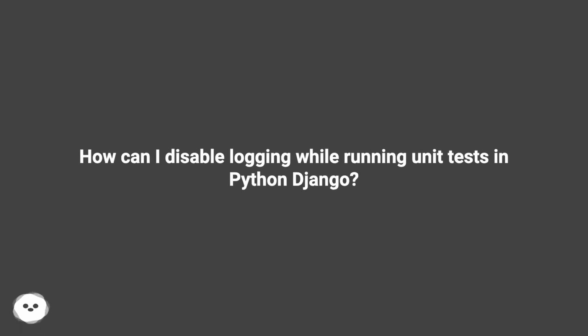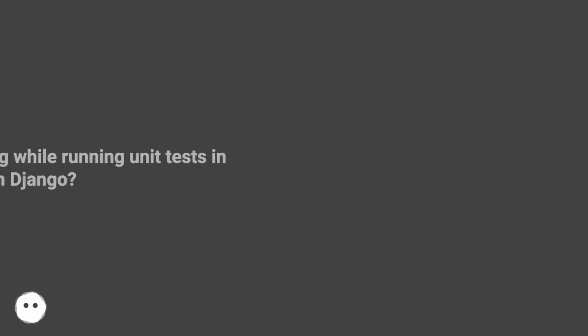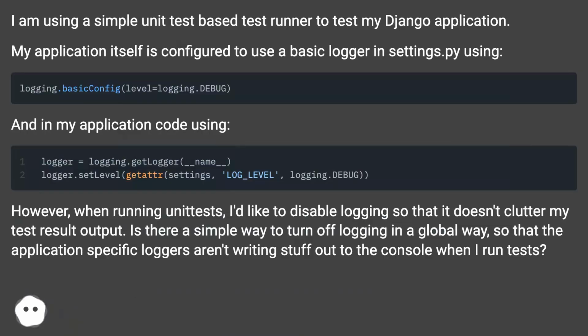How can I disable logging while running unit tests in Python Django? I am using a simple unittest-based test runner to test my Django application. My application itself is configured to use a basic logger in settings.py and in my application code. However, when running unit tests, I'd like to disable logging so that it doesn't clutter my test result output.